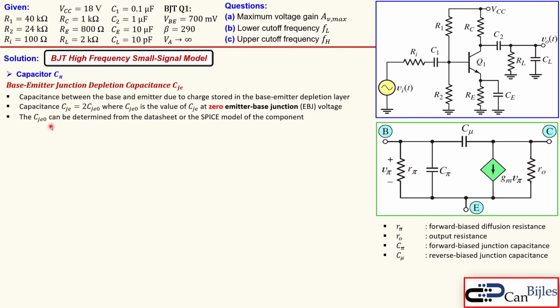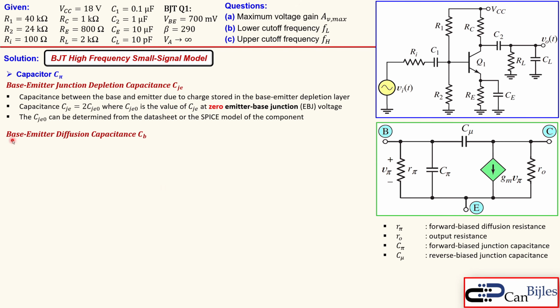Now, this can be determined from the datasheet or from your SPICE model in your simulator, and then you can calculate your CGE. This is, by the way, an approximation, so most of the time you will just use 2 times the 0 emitter base junction voltage condition for the capacitor here.